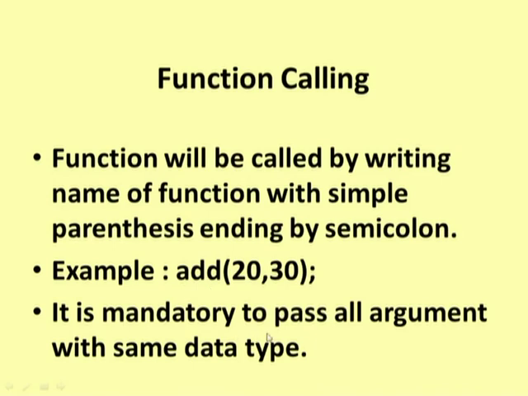So it is mandatory to pass all the arguments with the same data type. This is a very important statement. Here if I pass 20.50, 30, what happens? It generates an error, because the prototype of the add function has two parameters which must be of integer type.